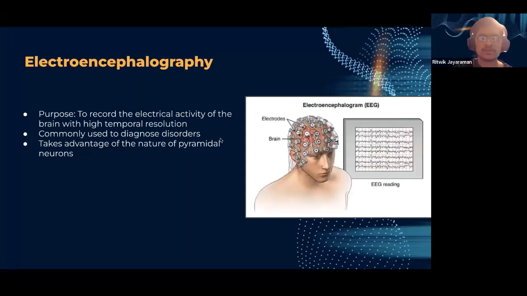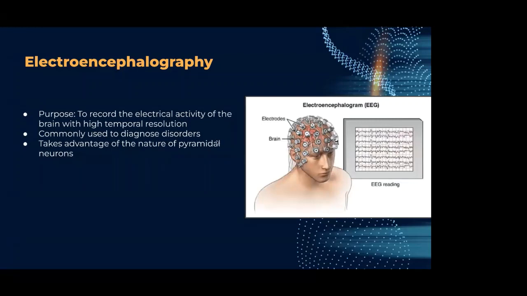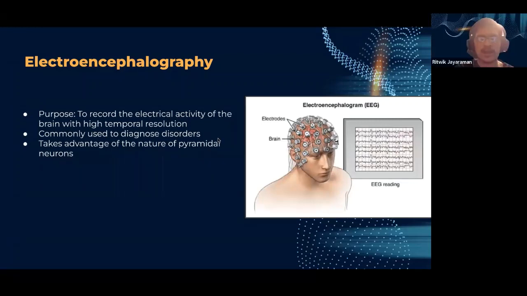Well, it's a relatively new neuroimaging technique with the purpose of recording the electrical activity of the brain with high temporal resolution. It does so via electrical devices called electrodes, and usually these devices are placed on the scalp of someone's head, and thus they're able to record the electrical activity that happens because of neuronal interactions. It's commonly used to diagnose disorders, and this is because of the specific patterns that can be seen in the EEG data that can indicate such disorders, such as strokes. And as mentioned before, it can take advantage of the nature of neurons, specifically pyramidal neurons.